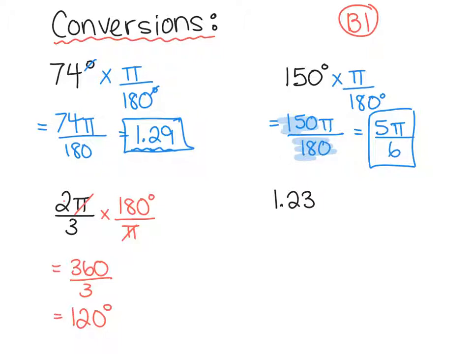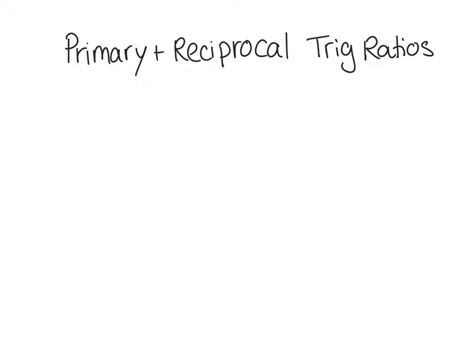Okay, and then if you have a decimal, like 1.23, same conversion, so times 180 over pi, but now there's no pi's to cancel out, so you just straight up multiply. 1.23 times 180 divided by 3.14, and I do not have a calculator, so I can't do that in my head. But you just punch that into your calculator. Okay, moving on.